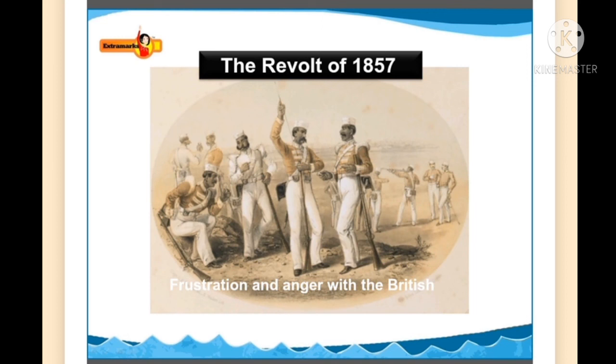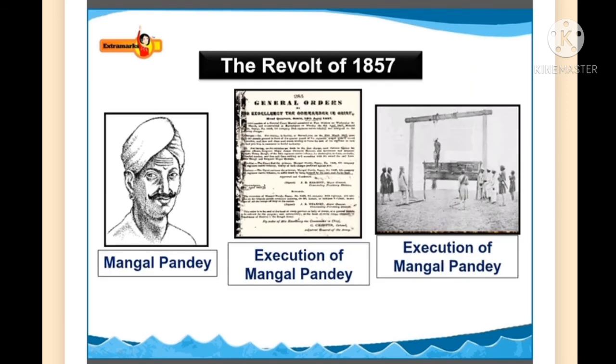The anger and frustration against the British grew so much that the Indian soldiers revolted against their British officers. They became united as Indians and forgot all about being Hindus or Muslims. On 29th of March 1857, Mangal Pandey, an Indian soldier in the British Army, attacked a British soldier. The brave soldier was hanged on 8th April 1857. The hanging of Mangal Pandey added fuel to the fire.